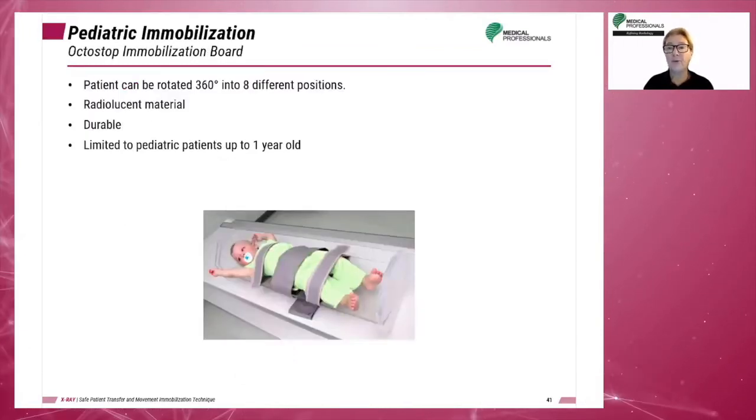An example of an immobilizing board is the Octostop. The child can be imaged securely using this device. Velcro straps keep the child in place, and the child can then be rotated 360 degrees in 8 different positions. The material is radiolucent and durable. This device is limited to pediatric patients up to 1 year old.